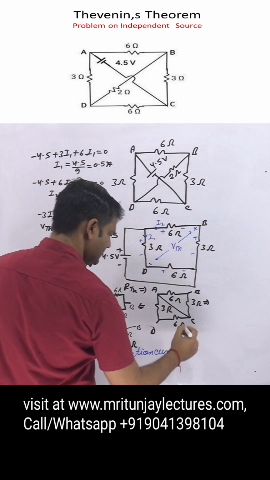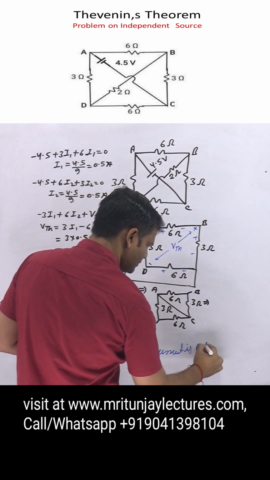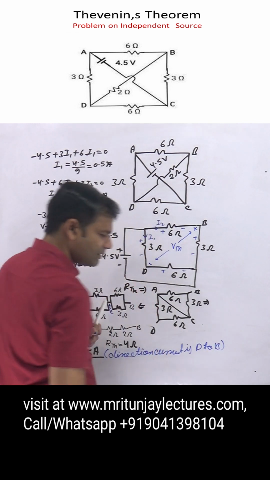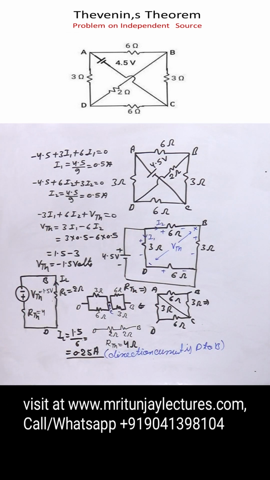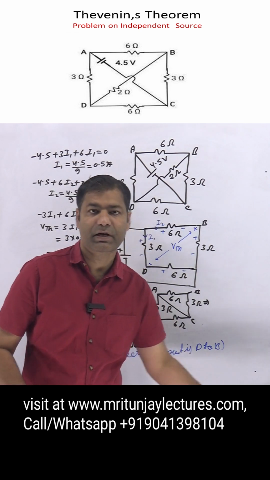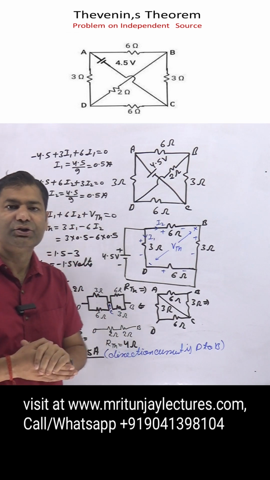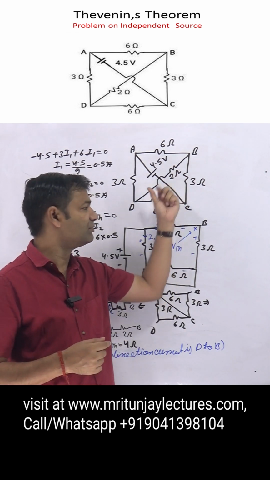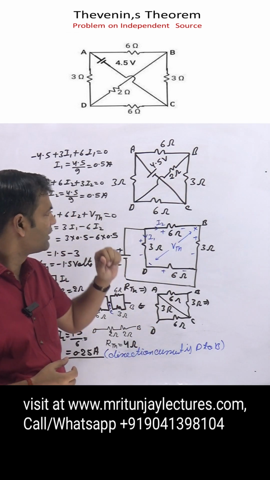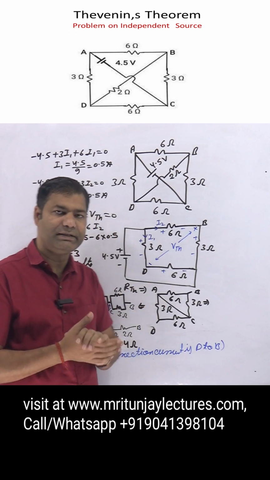D to B. Okay, make it very simple. First of all, our motto is to determine the current in this branch and its direction. So first of all this one is removed, the 2 ohm is removed. Determine VTH and after that RTH.